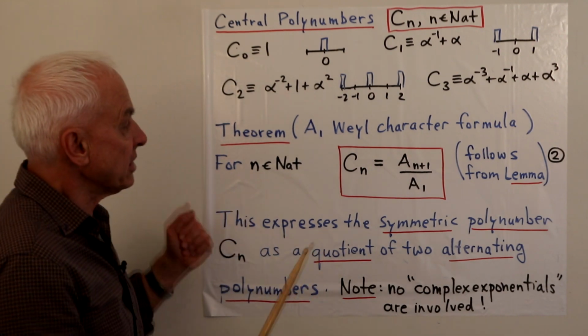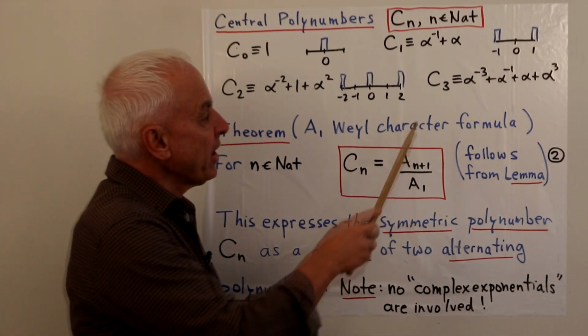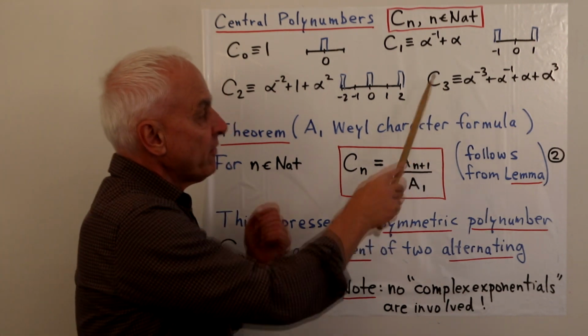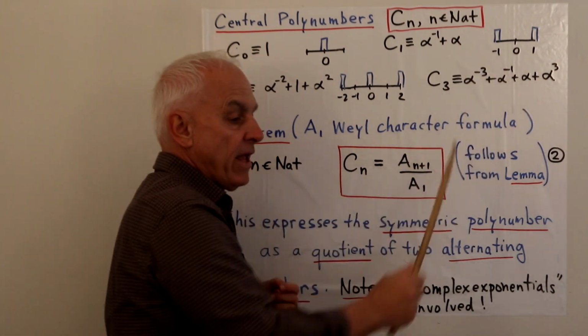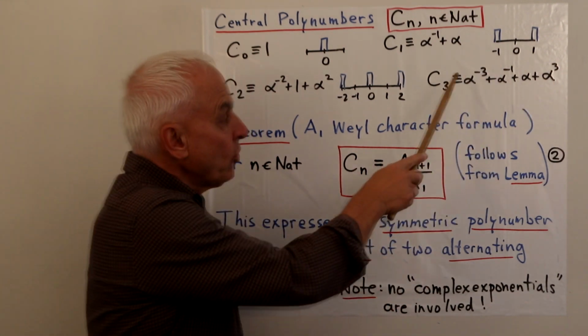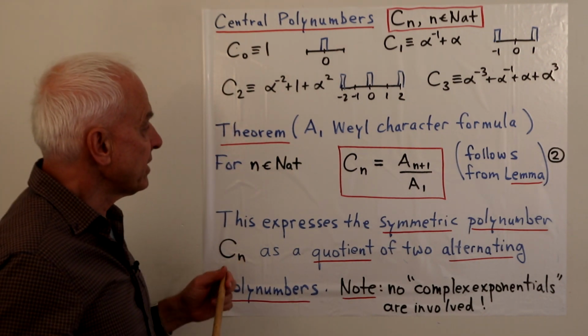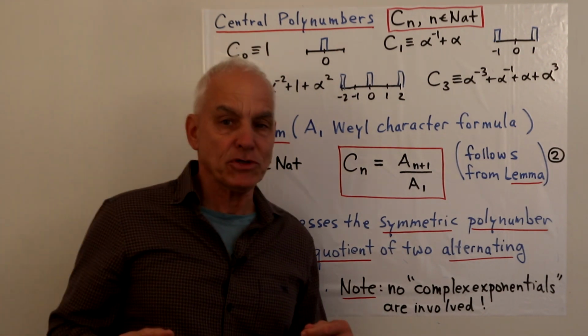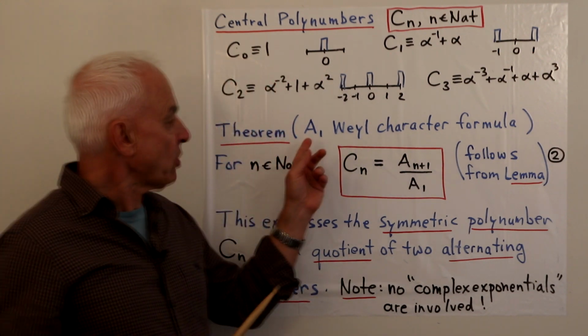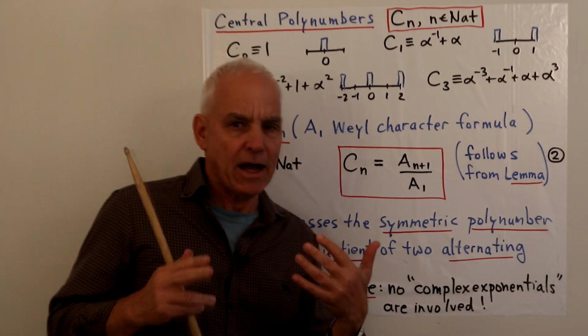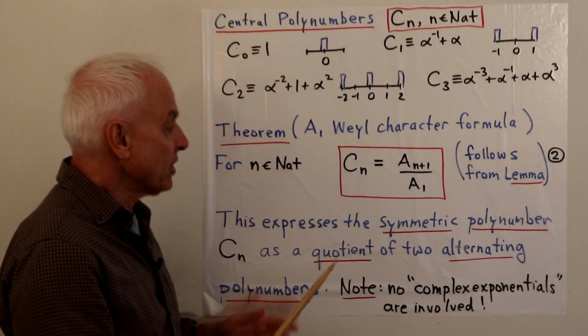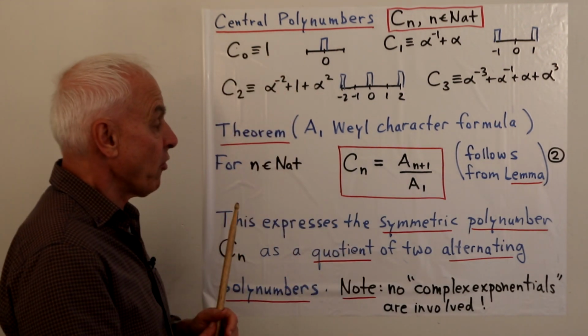And the pattern is pretty clear. So if we have C sub n, we're starting at alpha to the minus n and going up to alpha to the n, but going up by steps of 2 in terms of the exponents. So here is the simple baby version of the Weyl character formula associated to the Dynkin diagram A1. So what is this Weyl character formula?